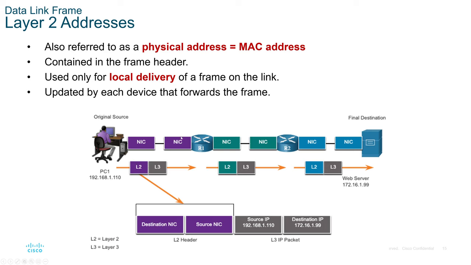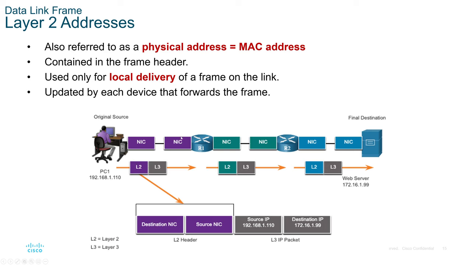So if the destination MAC address is a unicast address, the switch will look for a match between the destination MAC address of the frame and the entry in its MAC address table. If the destination MAC address is in the table, it will forward the frame out the specific port. If the destination MAC address is not in the table, the switch will forward the frame out all ports except the incoming port. This is called an unknown unicast.